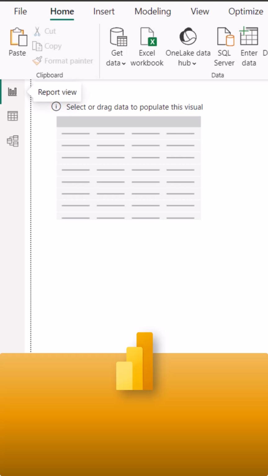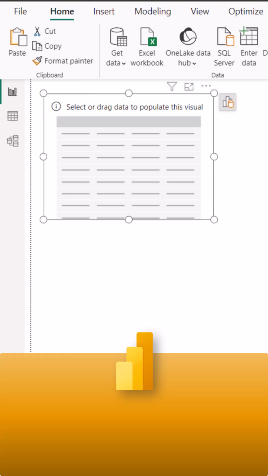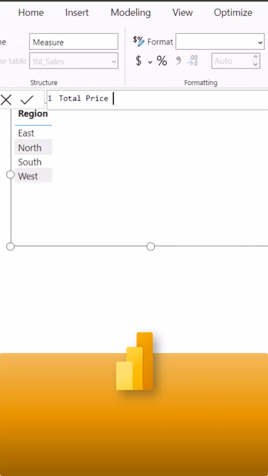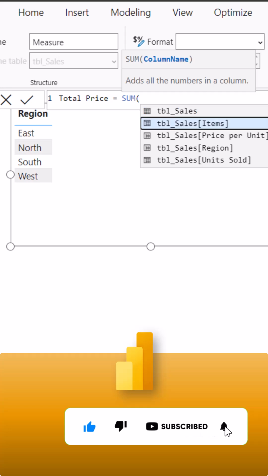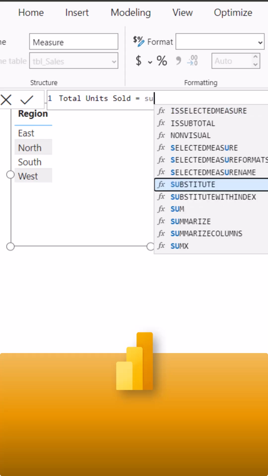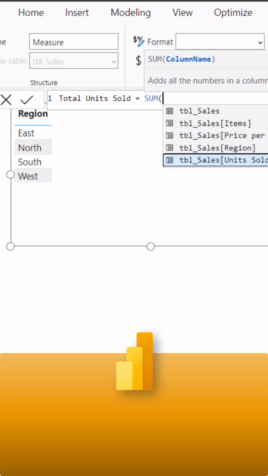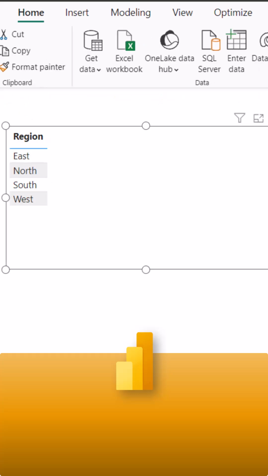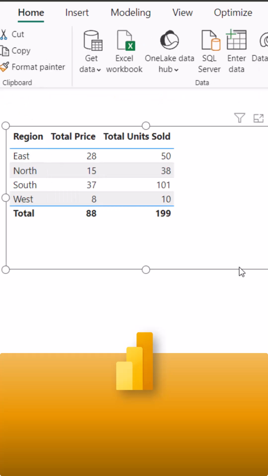Going to report view, I have taken a table object here. I'm going to grab region, and I'm going to add a measure: total price equals SUM of the price per unit column, hit enter. Another measure: total units sold equals SUM of units sold, close bracket, hit enter. Add these two measures into the table, total price and total units sold.